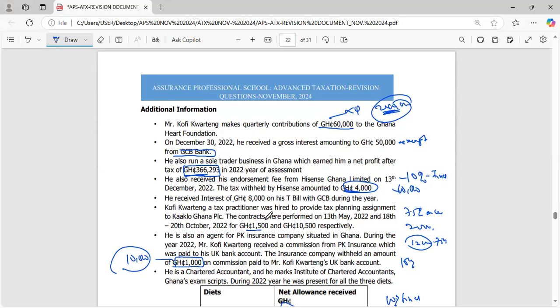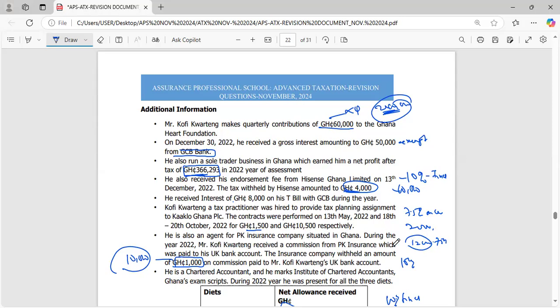Yes, the consultancy services. 7.5% tax will be deducted, and the total is 12,000. So we are going to add that one. You are adding the 12,000. The tax is not deducted yet, because these are the contract sums. These are not the net amount that he has received. So you add it, then the tax will be given as a credit.